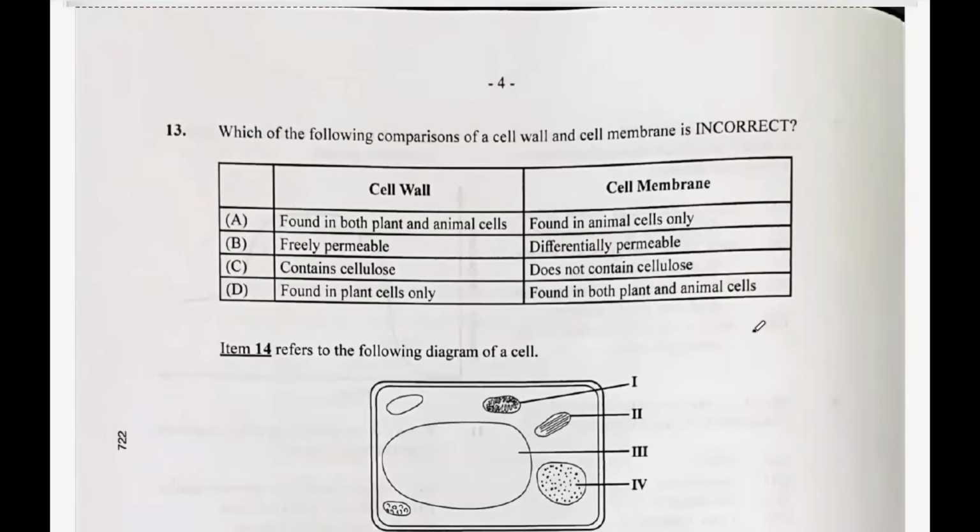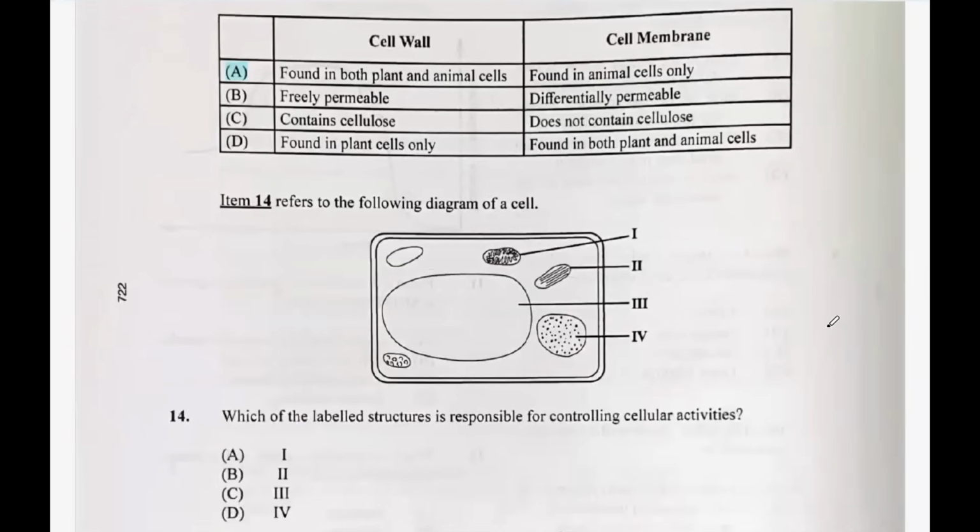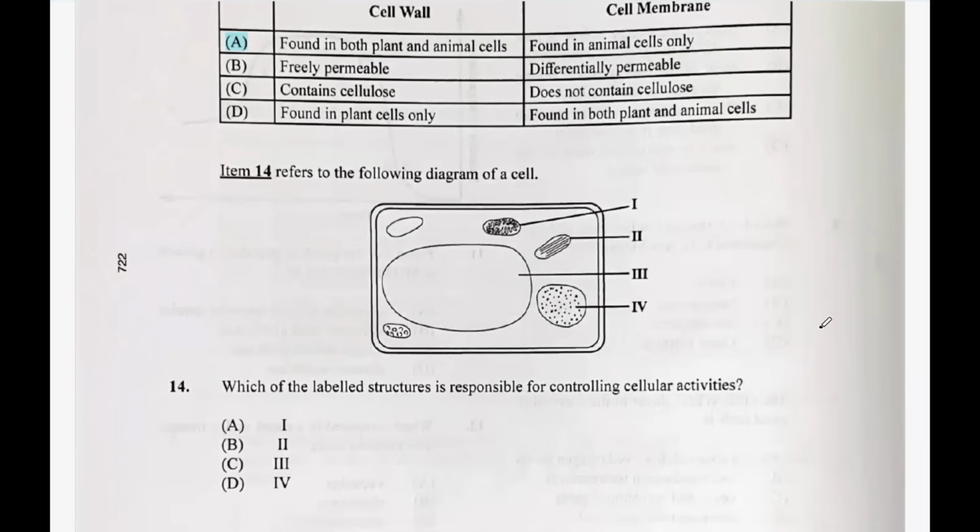13, which of the following comparisons of a cell wall and cell membrane is incorrect? And we start off reading all of them, and A says found in both plants and animal cells. Well, straight away, that is incorrect. So straight away, that becomes the answer. Item 14 refers to the following diagram of a cell. Which of the labeled structures is responsible for controlling cellular activity? We have to choose the nucleus, which is Roman numeral 4, makes the answer for 14 D.